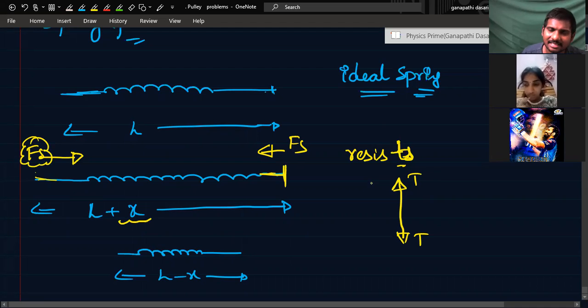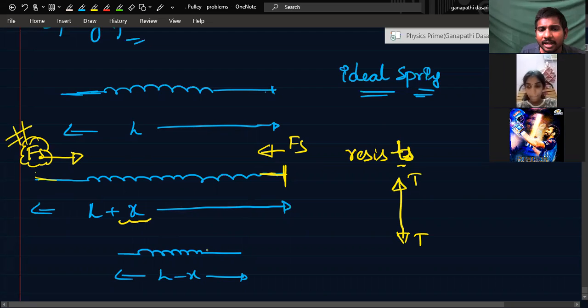Which is actually massless, a light spring. If it does not mention anything, you take it to be a light spring, an ideal spring, which has equal force on both sides. It will try to compress with Fs here and it will try to compress with Fs here, both the sides. Did you understand this?